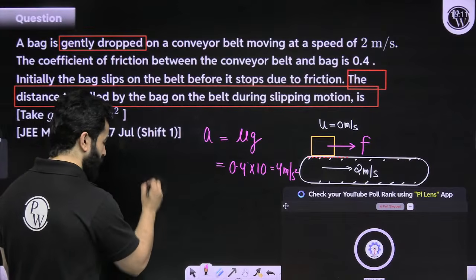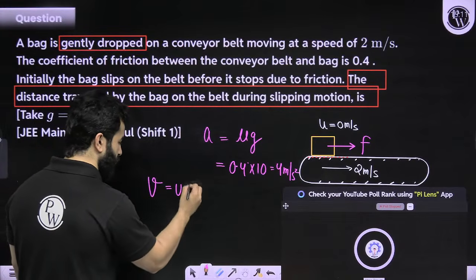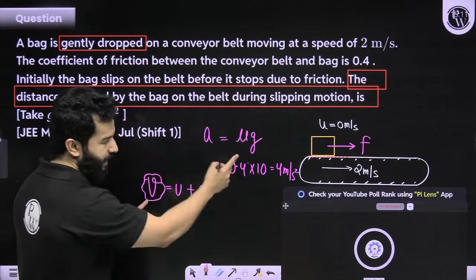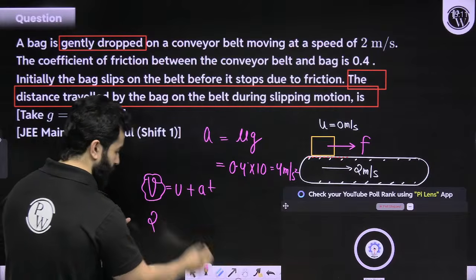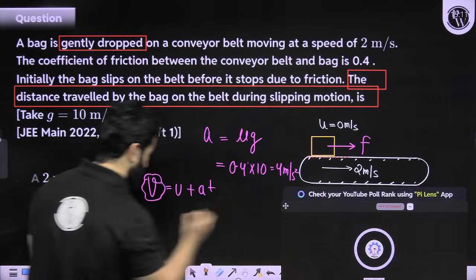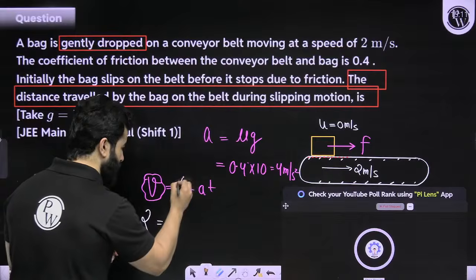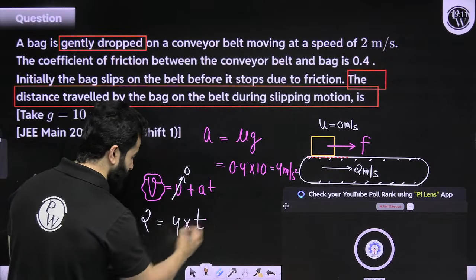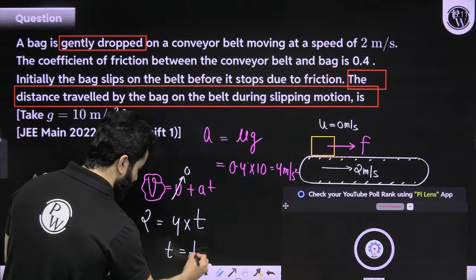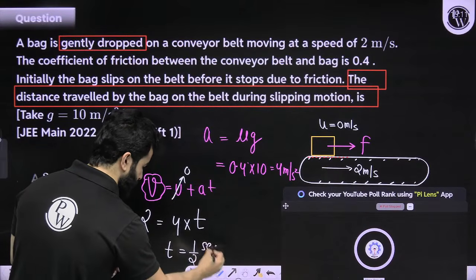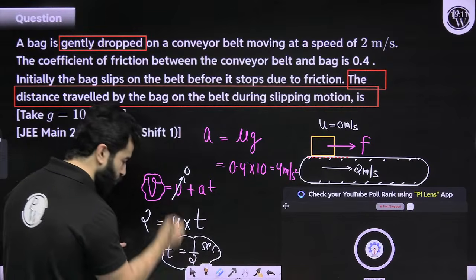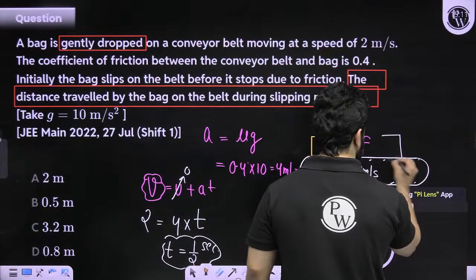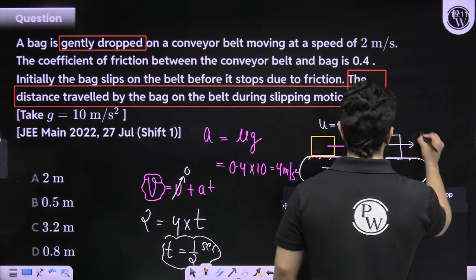Please understand. Now we are going to use the first equation, v equals u plus at. Let's keep v equals 2 meter per second. u is 0. Acceleration is 4 multiplied by t. So t will actually be 1 by 2 second. So in 1 by 2 second, my dear friends, this block will acquire a velocity of 2 meter per second.